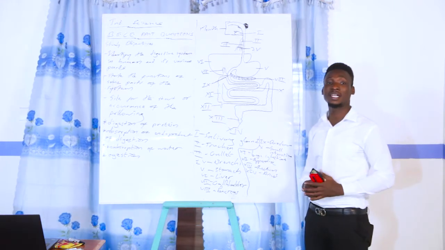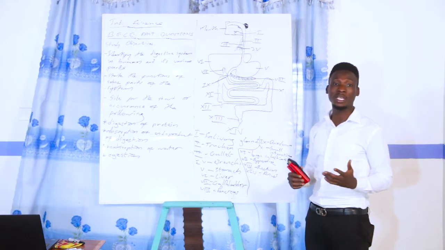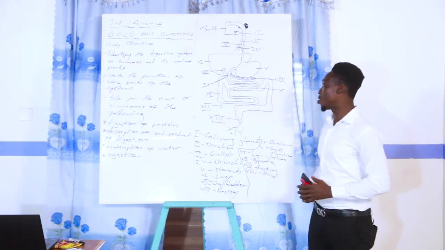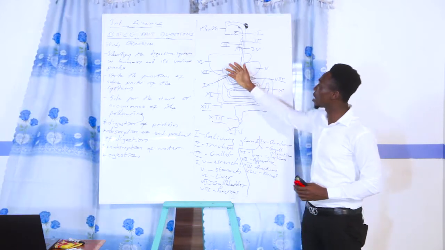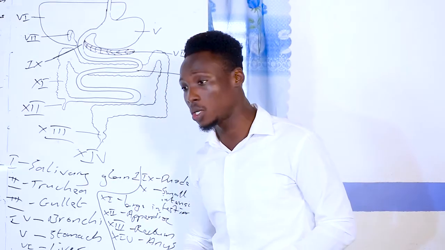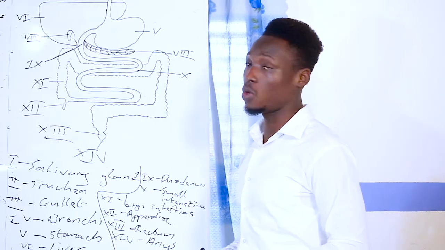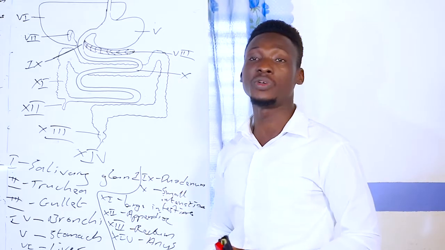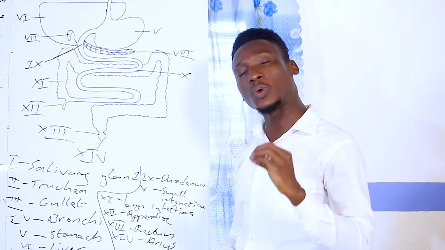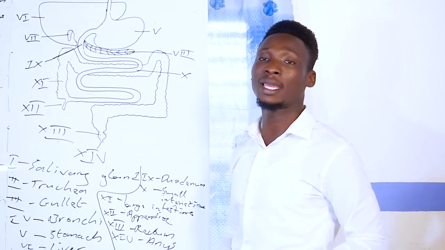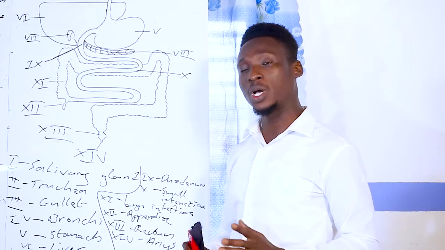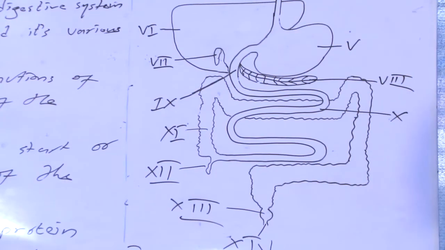And there is the acid that destroys any pathogen in the food, if there is any. Then also we have VI as the liver. That is the part that stores a lot of blood. Then also in terms of digestion, it produces a liquid that we call bile, okay? This bile is an alkaline liquid, all right? And the purpose of this bile is to break down fat into smaller droplets, okay?